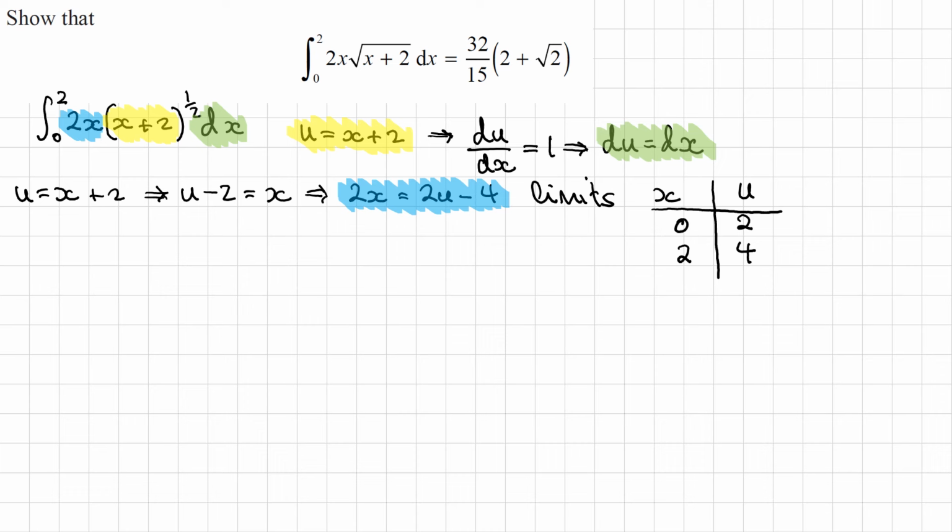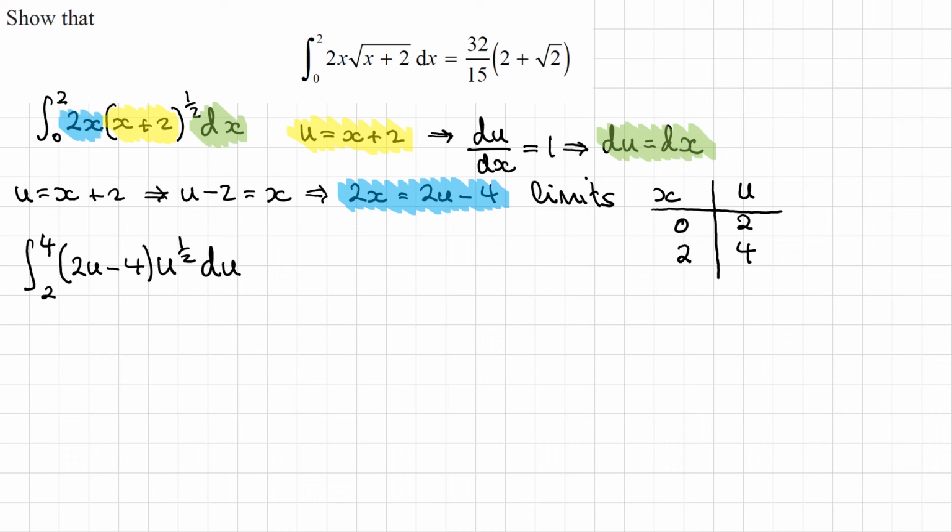So now I can do all of the substitutions. So let's do the limits. 4 at the top, 2 at the bottom. 2x is going to become 2u minus 4. That was the thing highlighted in blue. The x plus 2 is going to become u, so u to the power half, square root of u, and the dx will become du.